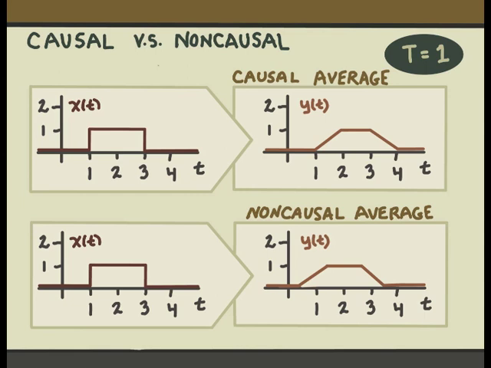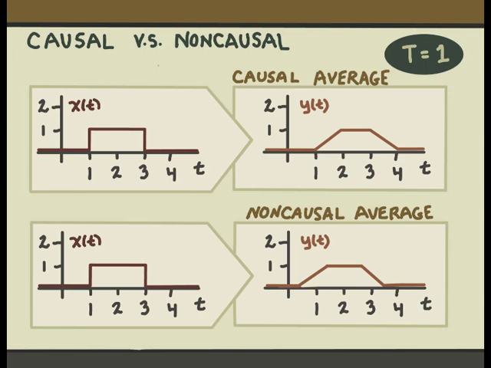The pulse input is shown on the left, x of t. It has a height of 1 and a width of 2 seconds. The moving average in both cases is done with a moving average window, capital T, equal to 1 second. The causal moving average begins to move up at 1 second and plateaus at 2 seconds. Then, starting at 3 seconds, it reduces back down to 0. And at 4 seconds, the signal is 0.